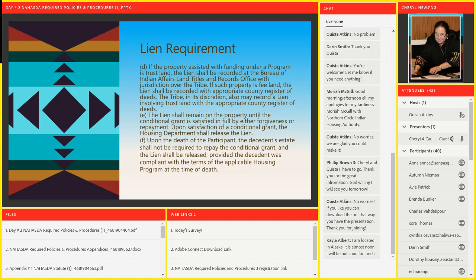Upon death of the participant, the descendant's estate shall not be required to repay the conditional grant, and the lien shall be released, provided the descendant was compliant with the terms of the applicable housing program at the time of death.